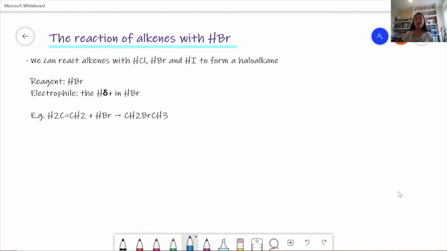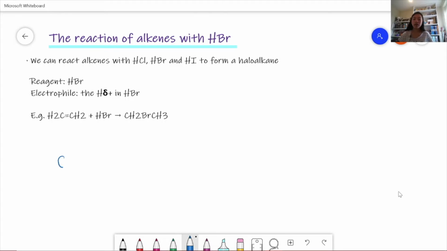Now we're going to look at the reaction of alkenes with hydrogen bromide. So we can react alkenes with hydrogen chloride, hydrogen bromide, and hydrogen iodide to form a haloalkane. And so for this example, we're going to look at the reagent of hydrogen bromide. And the thing that's acting as an electrophile is the hydrogen with a partially positive charge in hydrogen bromide. And we're going to look at ethene and its reaction with hydrogen bromide to form bromoethane.